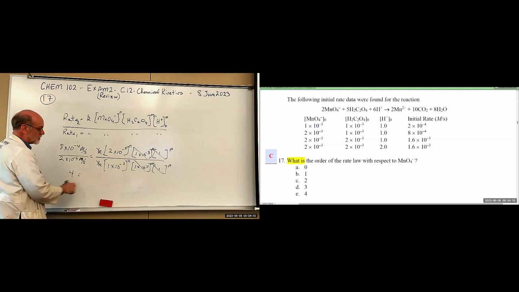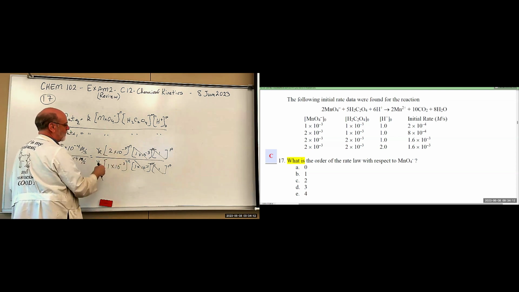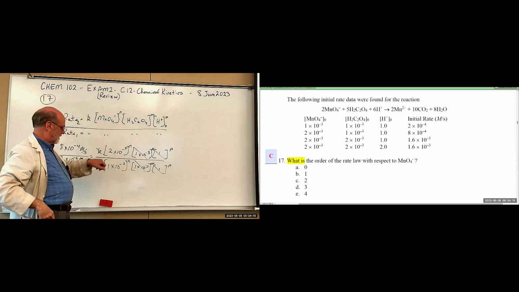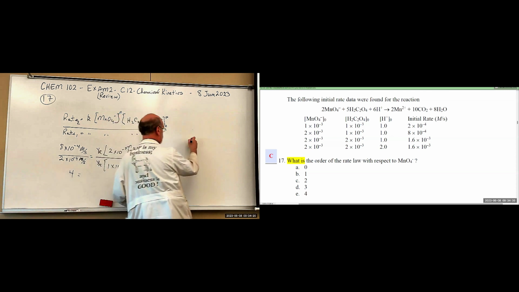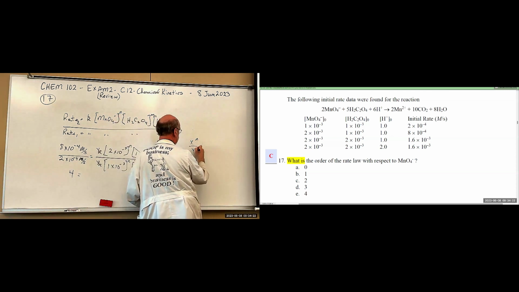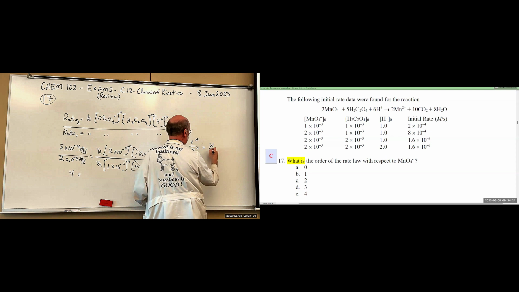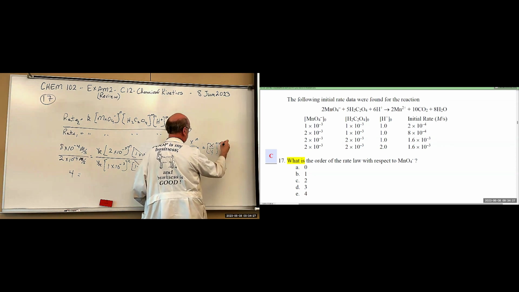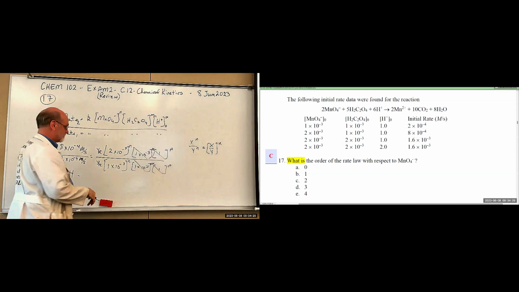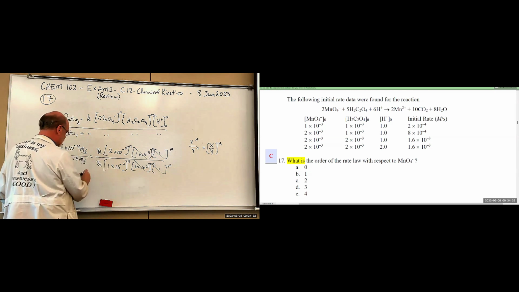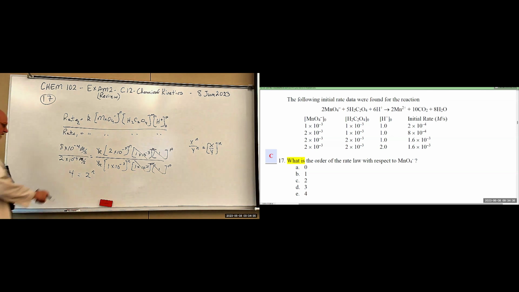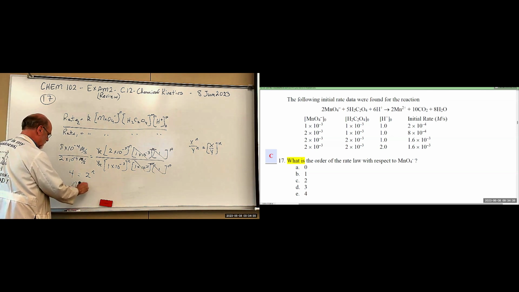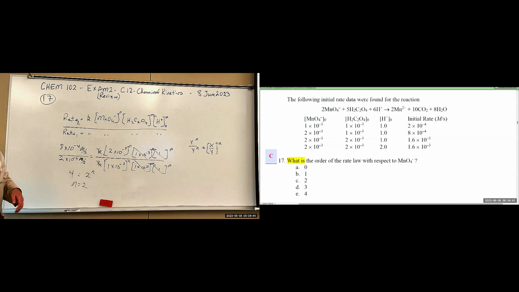And that's equal to this ratio to the n power. Remember, x to the n divided by y to the n is the same as x divided by y, to the n. So that means 2 divided by 1 is 2 to the n power. So n has to be 2. Okay, now this is an easy one. This is the kind of thing you see on a test.